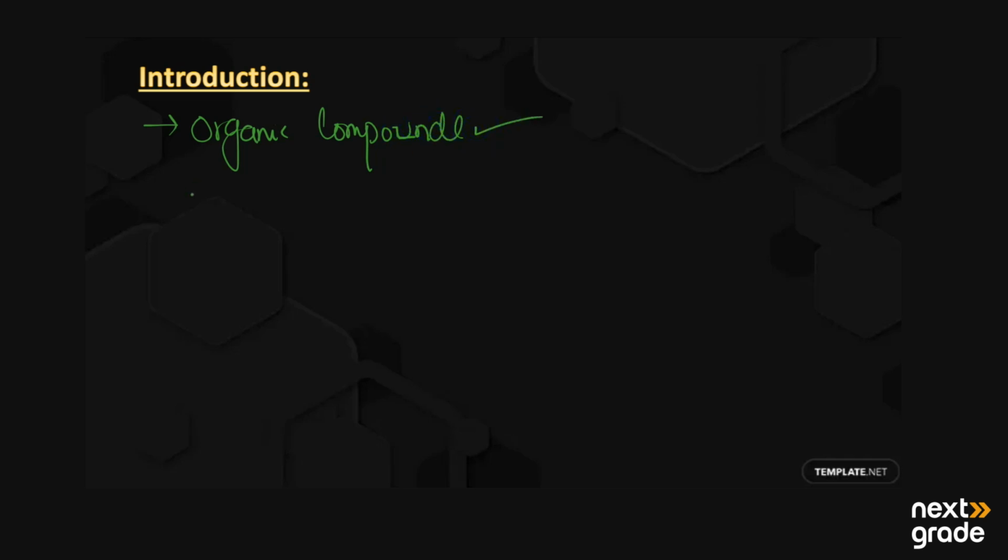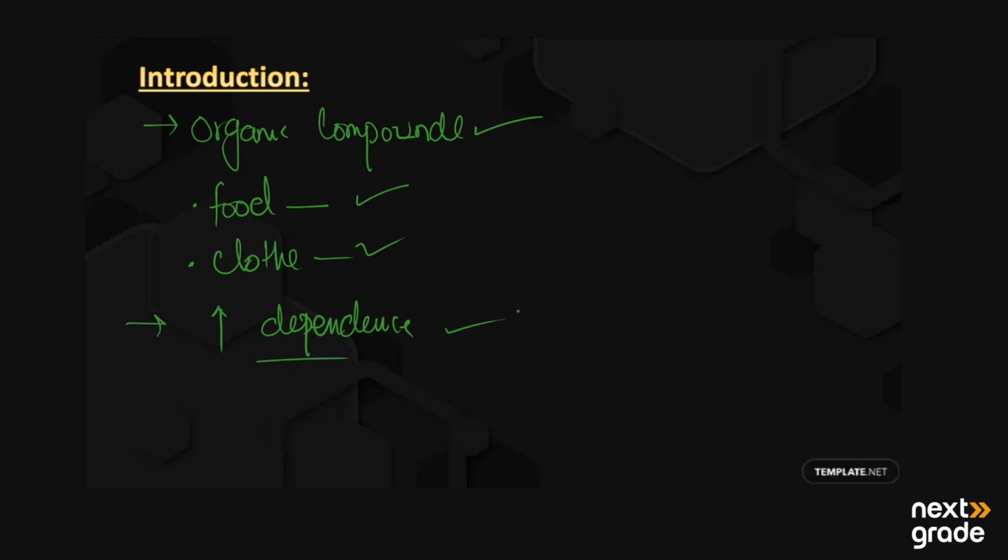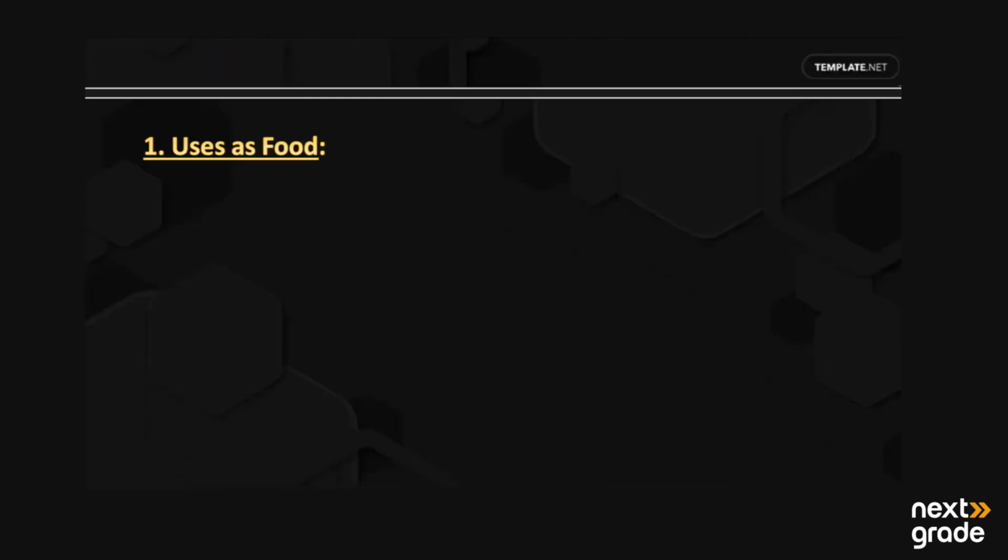For simplicity, the food that we eat is of organic compounds, and the clothes we wear are also organic compounds. Our dependence on organic compounds is increasing day by day, and it has also changed our lifestyle. So let's have a look at what common uses of organic compounds we have in our daily life.